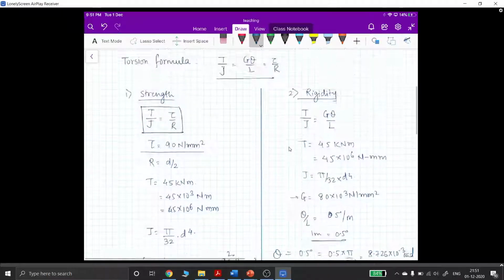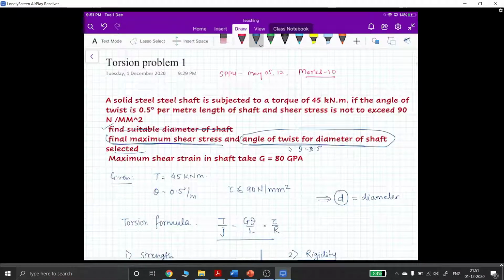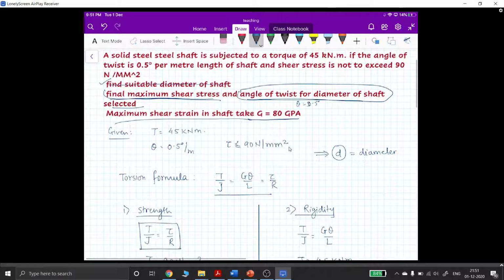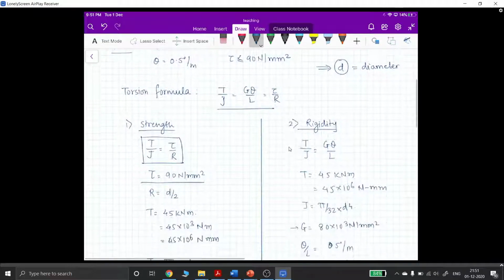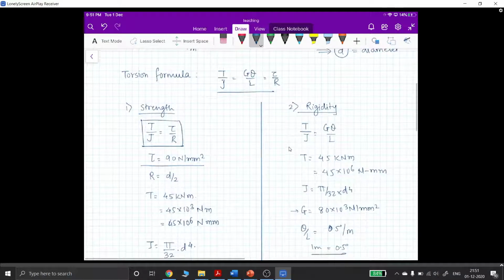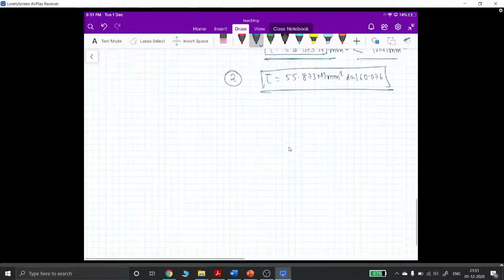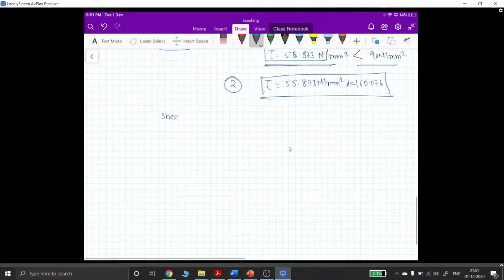The next part: find the shear strain in the shaft, and take G equal to 80 GPa. So G is known to us, shear stress is known to us, so you can always calculate the shear strain value. This question is very simple now, so you can solve it on your own. G is given to us. We know that shear stress upon shear strain will be equal to shear modulus G.